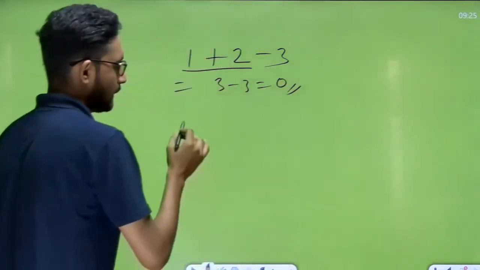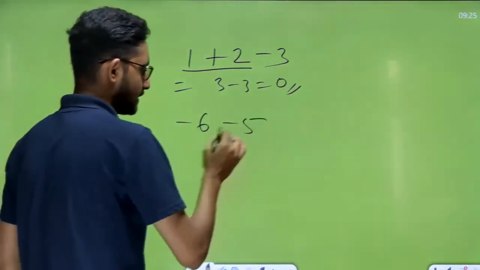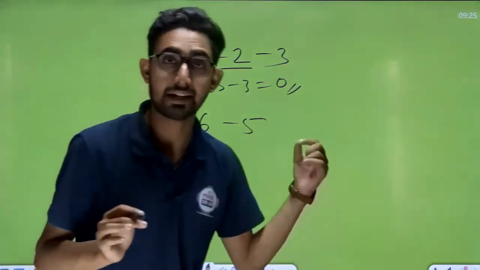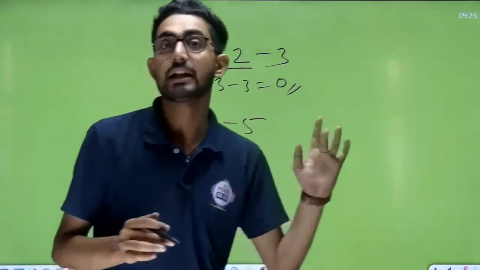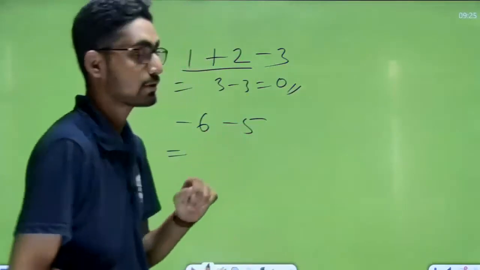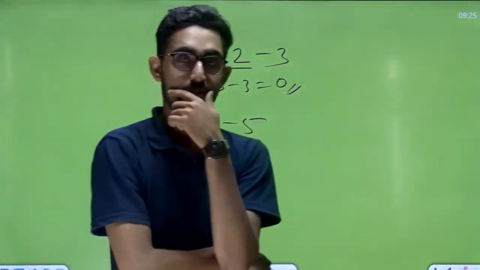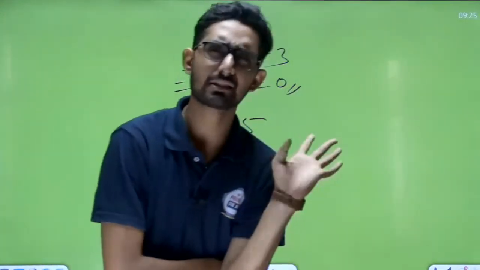Suppose minus 6 and minus 5 is there. Minus 6 and minus 5. And if I say find out what is the answer of this question, now you say, sir, I don't know. So this question, we have not done yet. But this is really a very easy question.